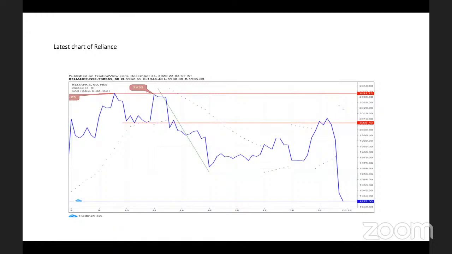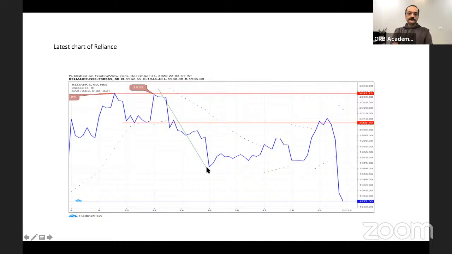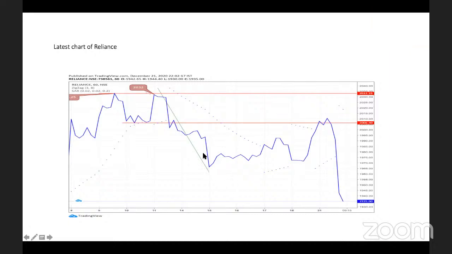Able to see? I entered short, and then within 2 days it made a low of 1965. There I exited half of the quantity and trailed the remaining to 2040. And then on the 21st, it made a low of 1851.